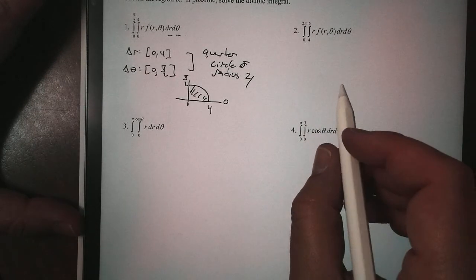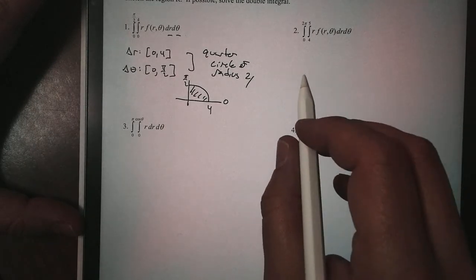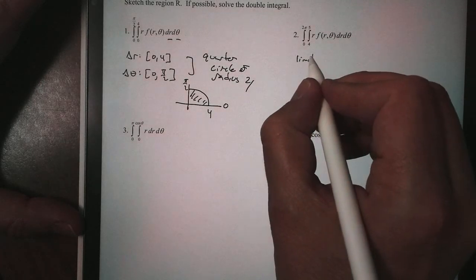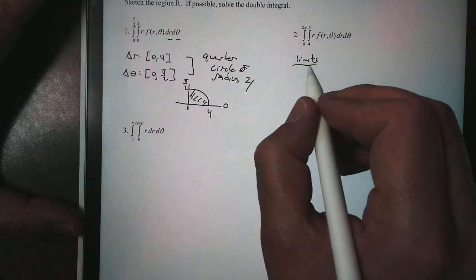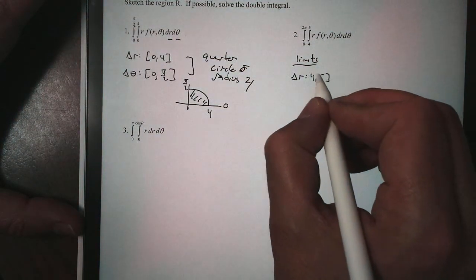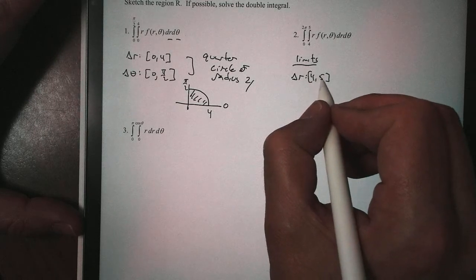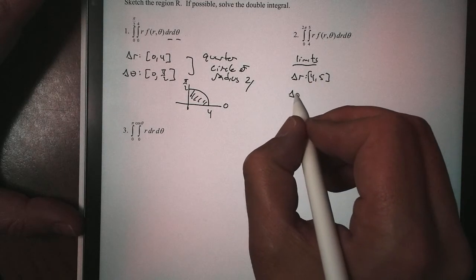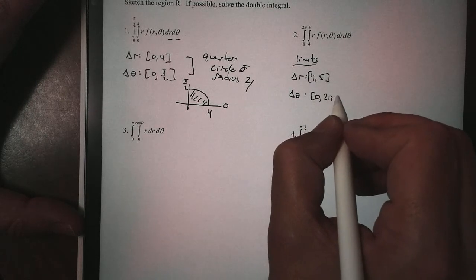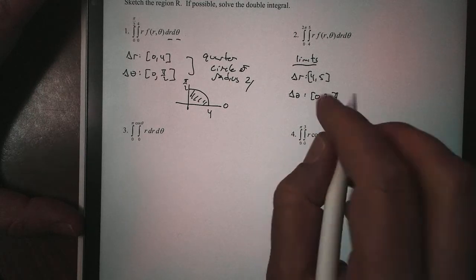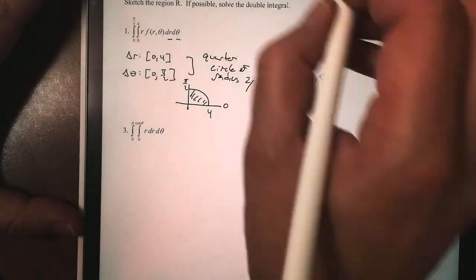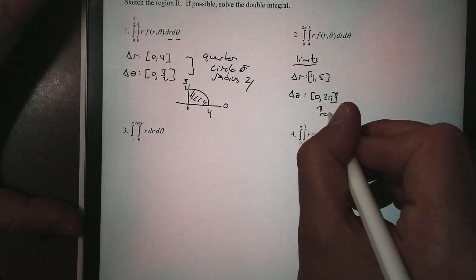Well, let's look at the next one. Over here, to get our limits, my change in radius is 4 to 5. I'm going from 4 units to 5 units. My change in theta is going around the full circle, 0 to 2 pi. So this is going to be the region between two circles.